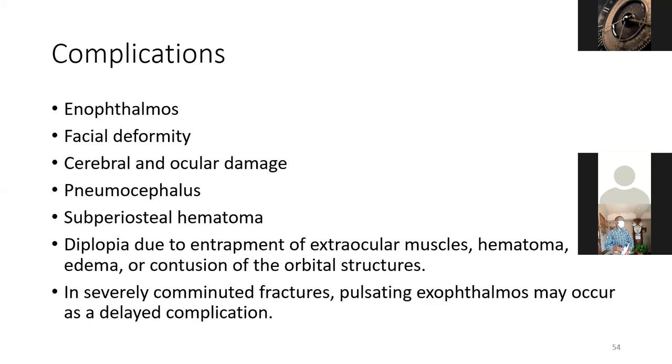The complications of orbital injuries can include enophthalmos, that is the eye sinking in the orbit. There may be facial deformity if there is no appropriate treatment and the bones are not brought together again. There can be cerebral or ocular damage. There can be pneumocephalus, that is air in the cranial cavity. There may be subperiosteal hematoma. There may be diplopia due to entrapment of the extraocular muscles, which I've already talked about. Or there may be hematoma, edema, or contusion of the orbital structures. All these may lead to impairment of ocular motility. Then in severe comminuted fractures, there may be pulsating exophthalmos, which may occur as a delayed complication.